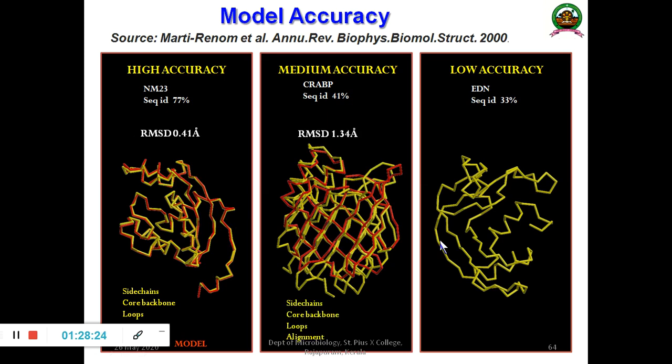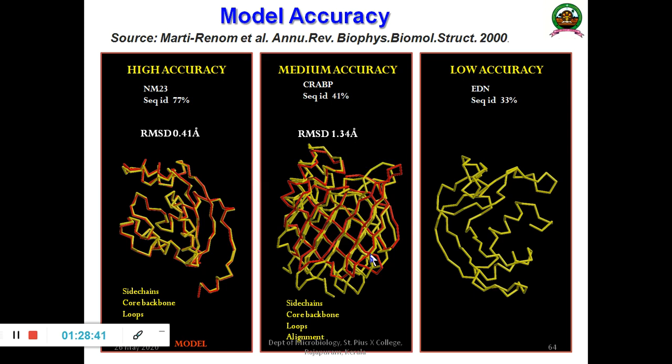But there is a second one, where you see an almost similar result, but there is some variation. Identity percentage: in the first case you see 77% identity with the template. Here it is 41% identity.